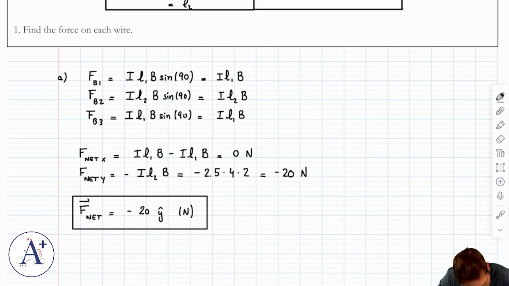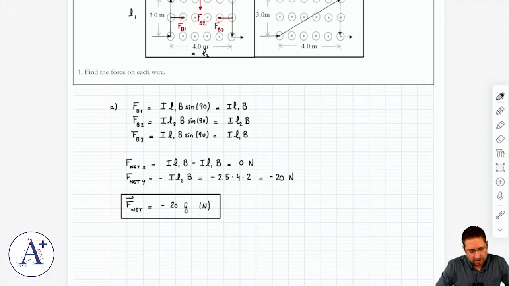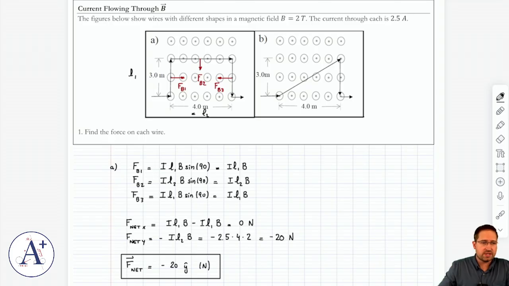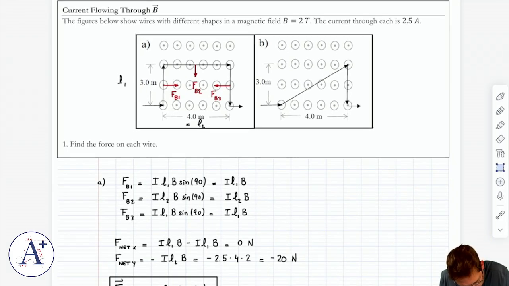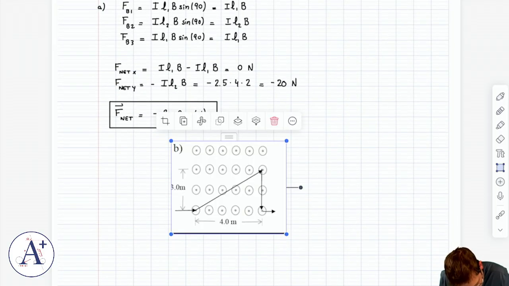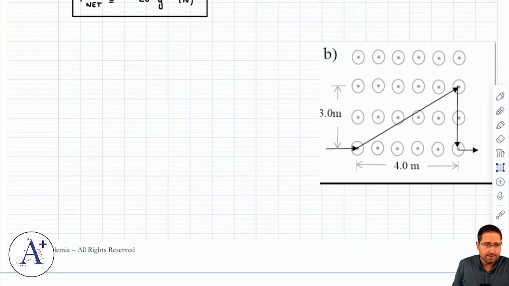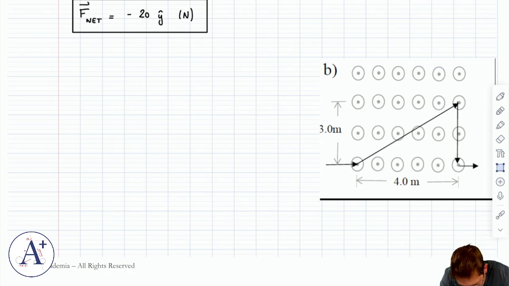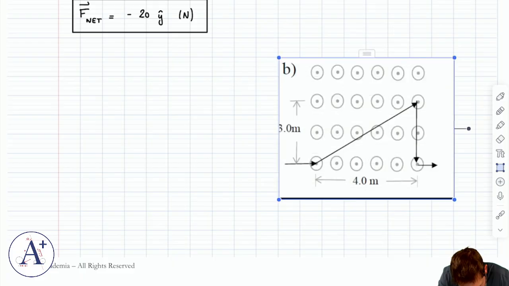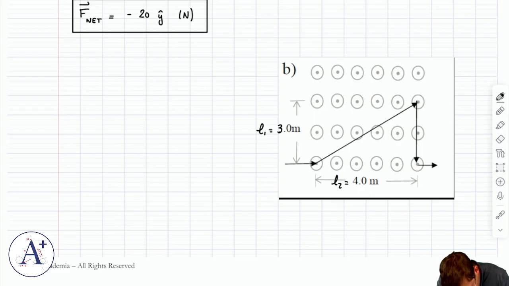Okay. So not too bad, right? I just have to realize that I have to take one side at a time, but then I write F net x and F net y, and I see what I get. Okay. So let's then do the same thing with this guy. And I'll bring this down here so I don't have to scroll up and down all the time. And this is 3 meters. This is still L1. This is still L2.